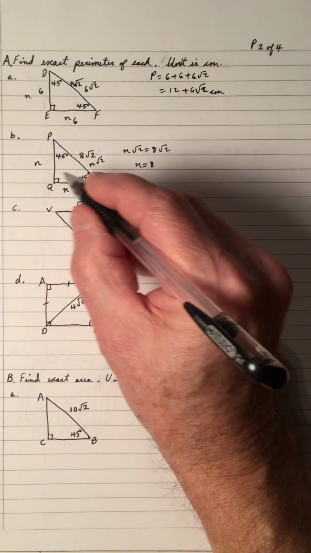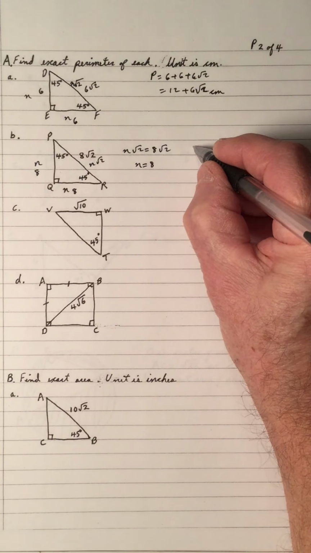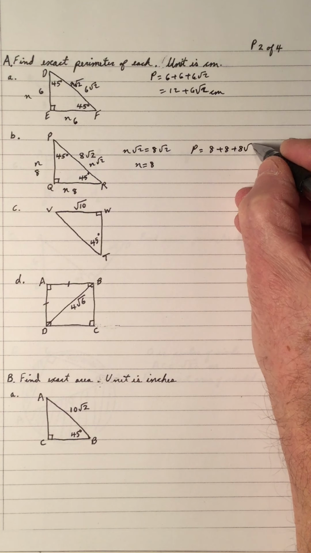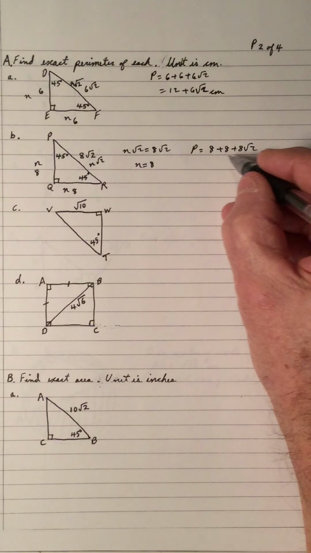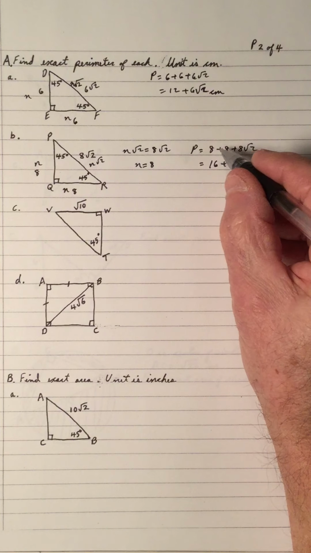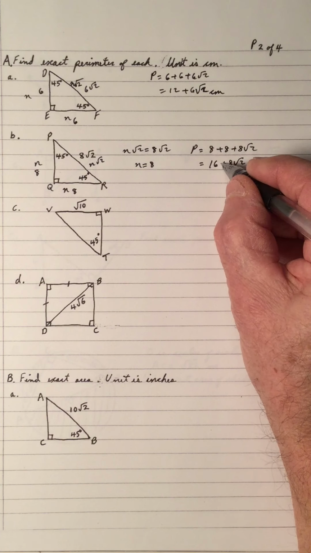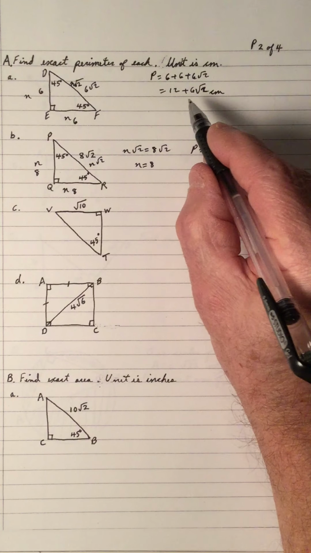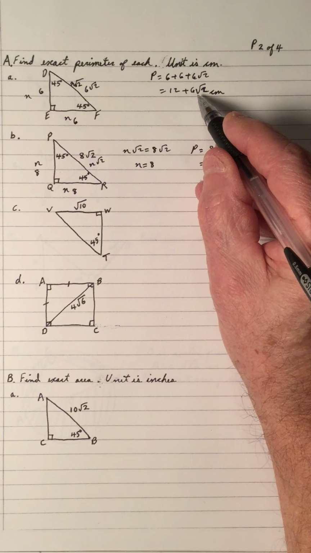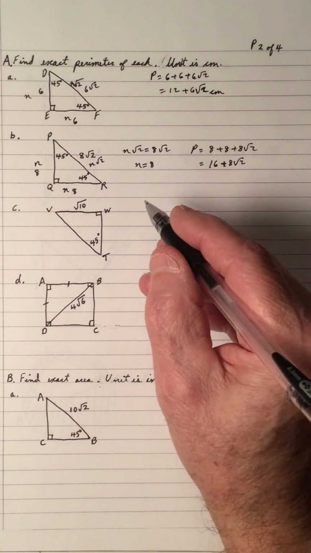That means this side is 8, this side is 8, so the perimeter is 8 plus 8 plus 8 root 2. Add, 16 plus 8 root 2. Notice I can't add the root 2 to these 8s or 16 because they're not like terms. And that's the same up here. Root 2 cannot add to 12 because you need the same radical. You need root 2s to add to root 2s to make them simpler.